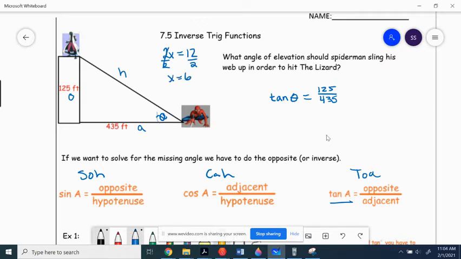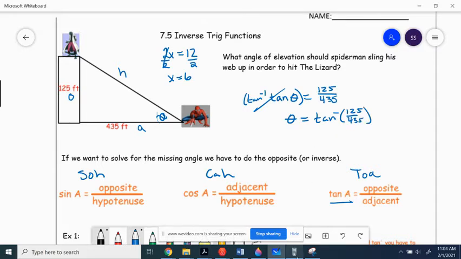Okay, so we are going to do the opposite of tangent. We're going to do the inverse of tangent. Okay, and this is going to end up canceling out, and you're just going to be left with theta on the left side. And if you do it on one side, you need to do it to the other side. So we're going to do the inverse of tangent of 125 over 435. And let's see what we get.